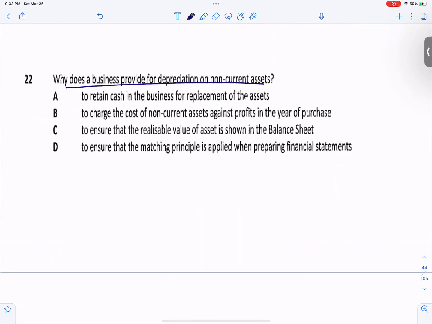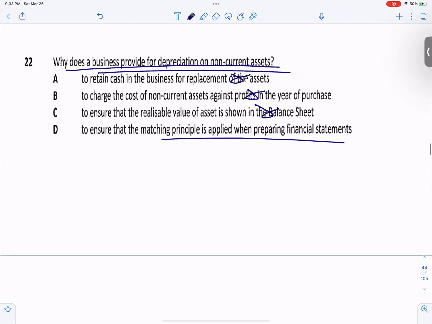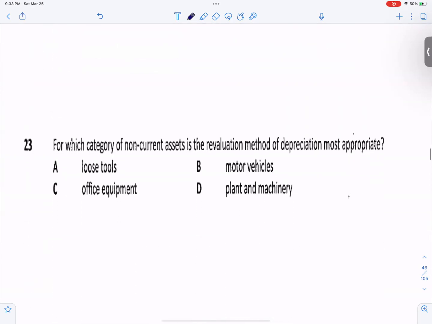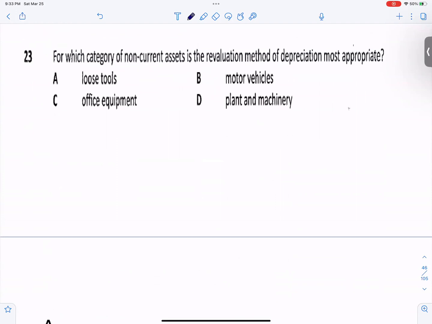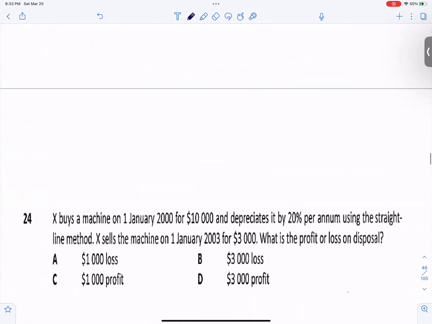Why does the business provide for depreciation on non-current assets? To ensure the matching principle is applied when preparing the financial statements. 23rd. For which category of non-current assets is the revaluation method most appropriate? Loose tools. Next.